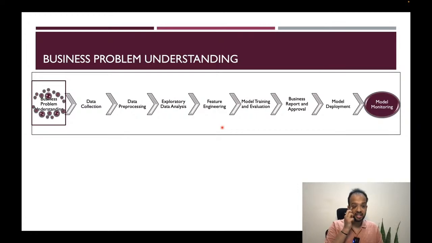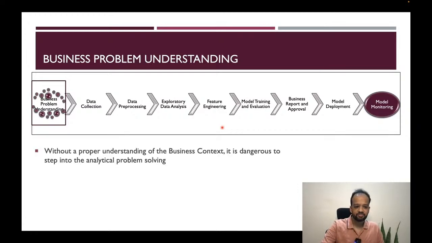Okay, so let's start with what is business problem understanding and what is this phase all about? Now, this phase is about understanding the business context of the problem. Why is the business team actually trying to solve this problem? Without a proper understanding of the business context, it is very dangerous to step into the analytical problem solving. For example, the business problem might ask you to predict a certain thing, or let's say forecast the sales into the future. And what you're actually doing is probably just analyzing the sales in the past, right? How it performed based on different levers. But that's not the business problem, right?